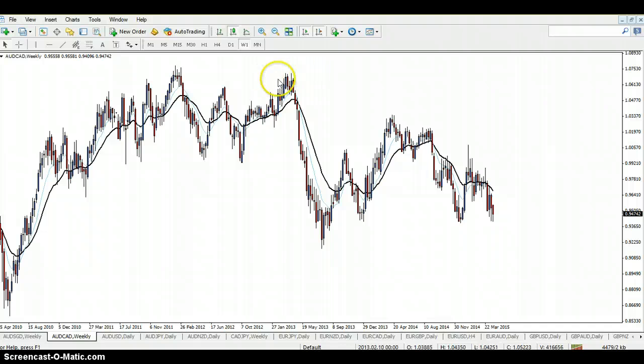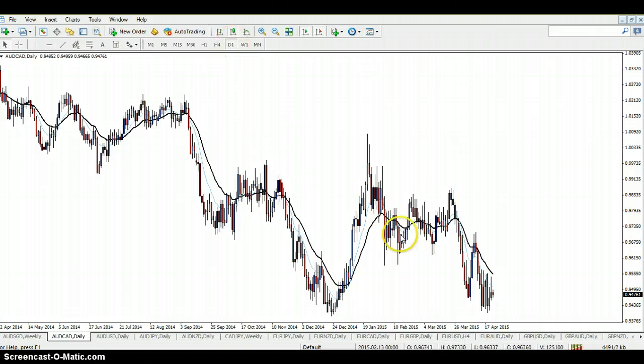So here we can see it's just dropped off here. It's retraced backwards, and it's still a lower high. We're just making lower highs, lower highs, and it's just dropping off. So we've identified that. That's quite simple. Let's go back to the daily.